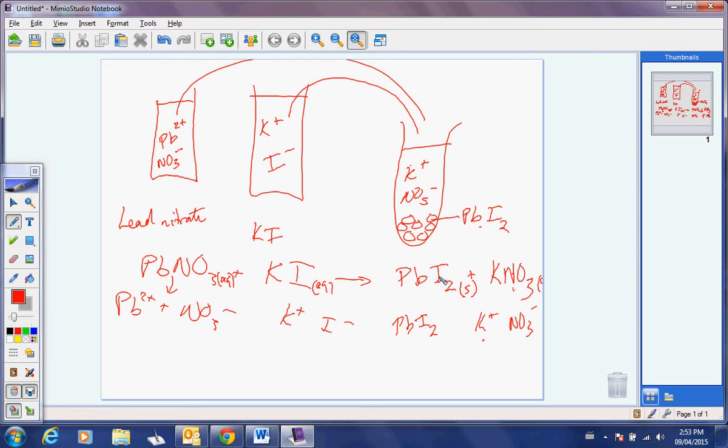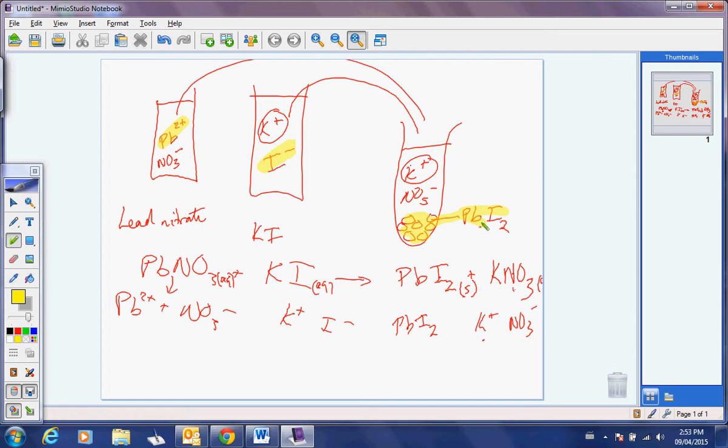K and I. K plus and I minus have just spectated. They've just watched those ions happening. The K plus is here and the K plus is here. He hasn't changed at all. He's going home, perhaps a bit happier, perhaps a bit sad if his team won or lost. But he hasn't played. He's just spectated. Who are the actual players? It's the Pb2 plus and the I minus making this PbI2.